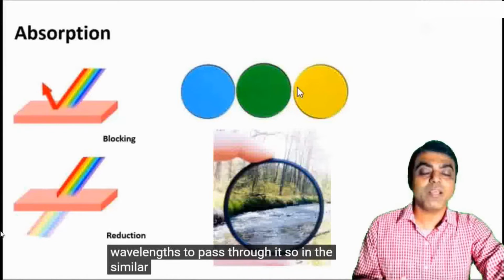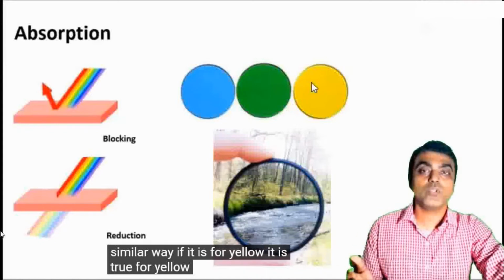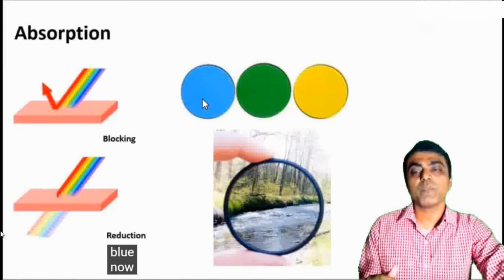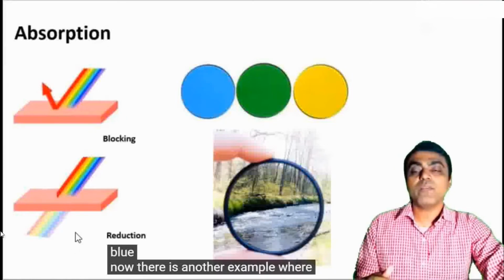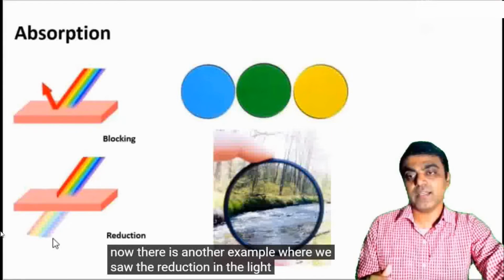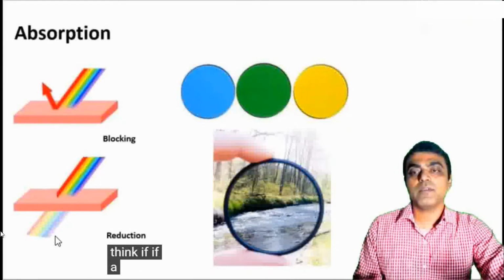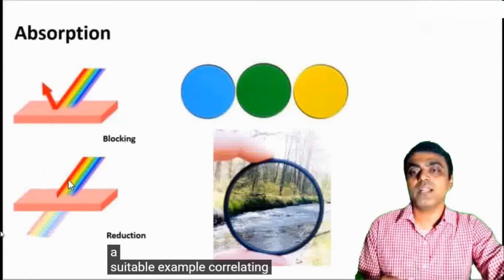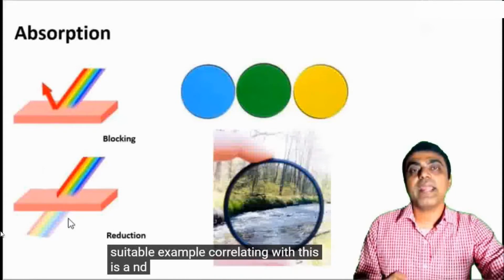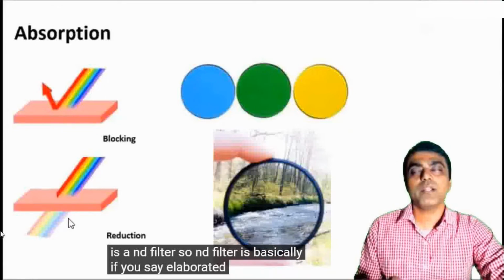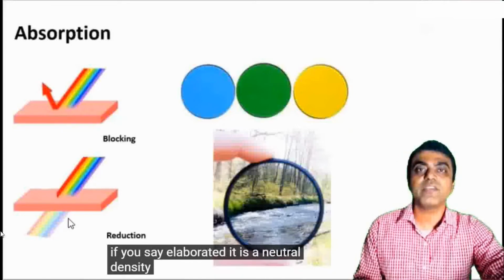In a similar way, it is true for yellow, green, as well as for the blue. Now, there is another example where we saw the reduction in the light. I think a suitable example correlating with this is the ND filter. The ND filter, if you elaborate it, is a neutral density filter.